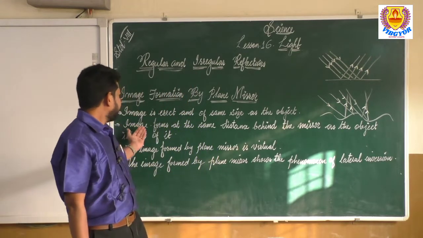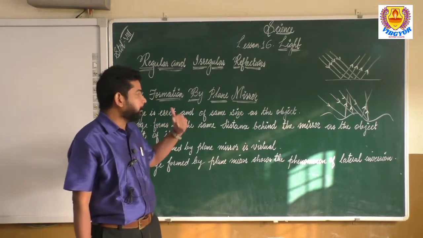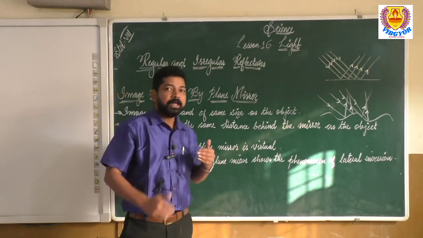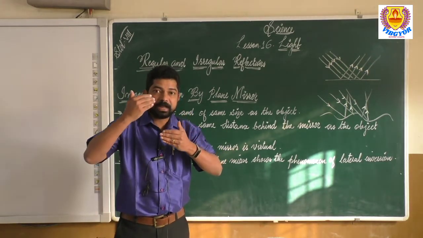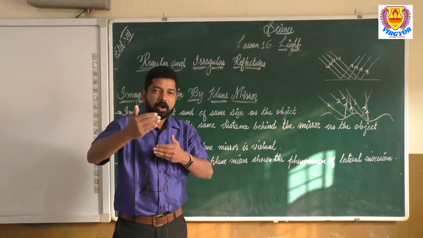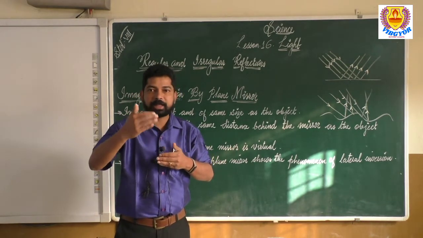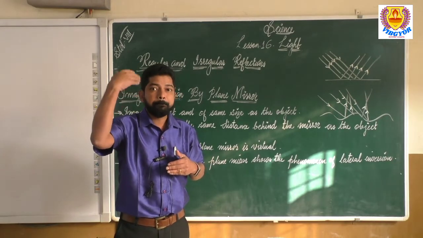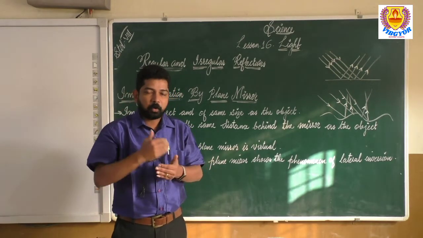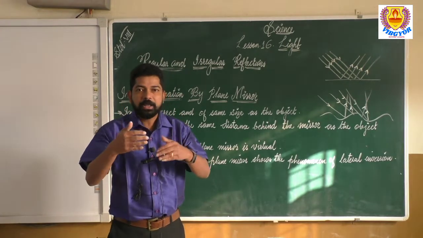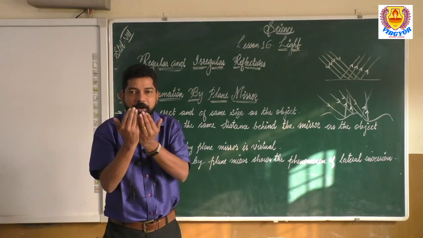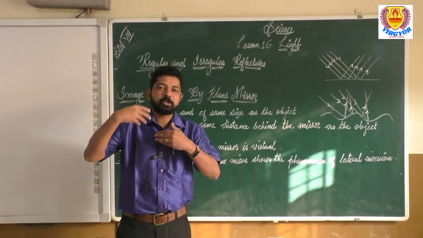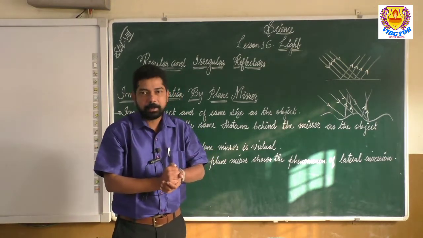And the next one, the image forms at the same distance behind the mirror as the object in front of it. That means how much distance away the object is in front of the mirror, that much distance away the image will be behind the mirror. So if you are standing near the mirror, your image will also be closer to the mirror. If you are standing away, your image will also be away from the mirror.